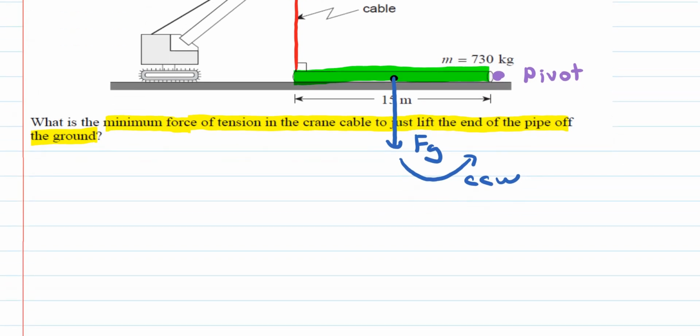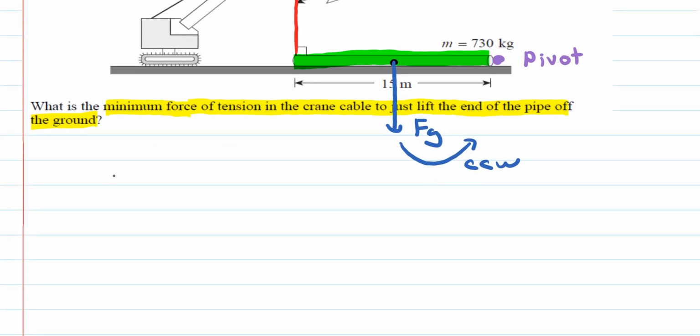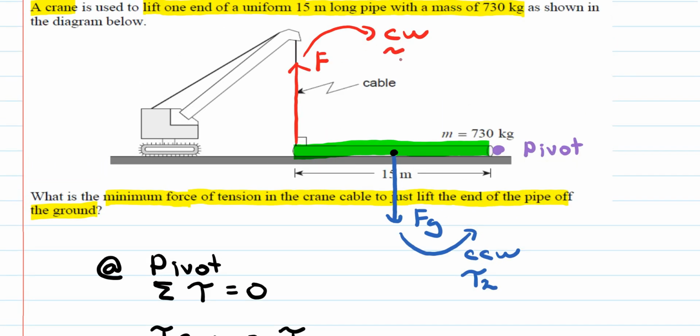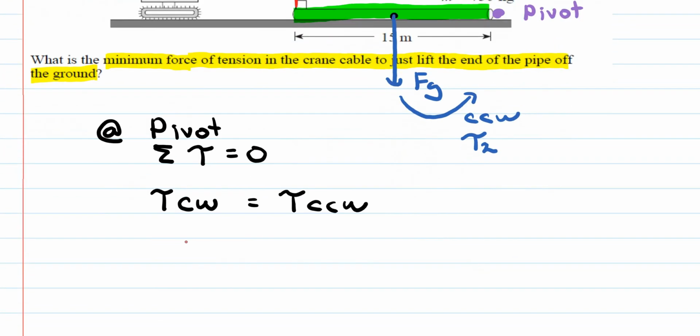Since this is a rotational equilibrium problem, because we have forces going in the clockwise and counterclockwise directions, we want to state that at the pivot point, the sum of the torques is equal to 0. That literally means the torques in the clockwise direction are equal to the torques in the counterclockwise direction. So we'll call this torque 1, the clockwise side, and torque 2, the counterclockwise side.